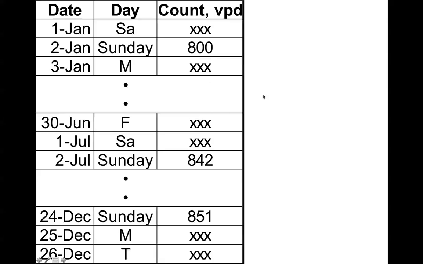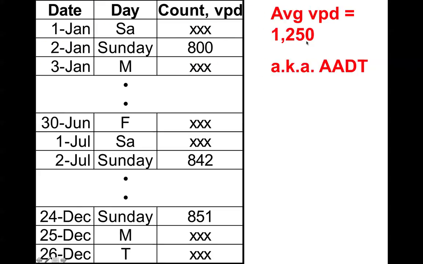So if I were interested in finding out how do Sundays compare to the average? Let's say the average overall of all days is 1,250. That's the AADT, that average annual daily traffic. That's the most accurate, if you will, measure.